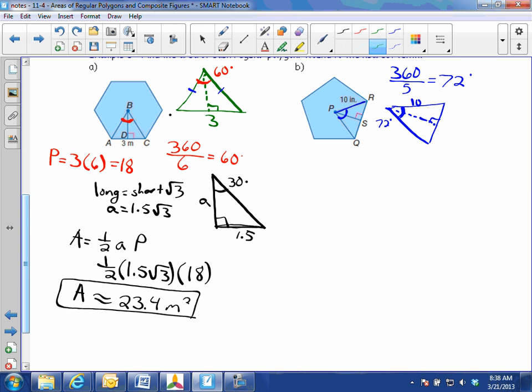Would it be cosine or would it be sine? So 36 degrees, right? And the bottom one's 54. Okay, because which side are we looking for? We're looking for the apothem, the one with the right angle. Okay, so which do we use?